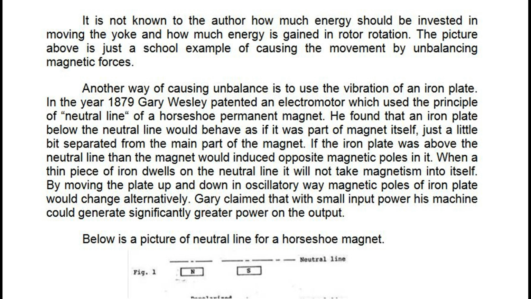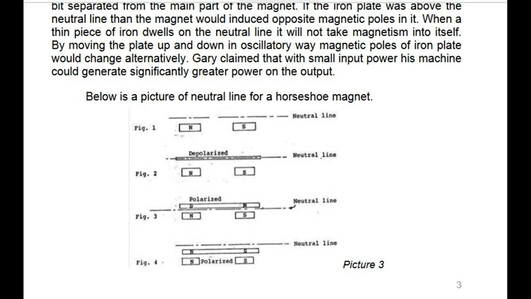In the year 1879, Gary Wesley patented an electromotor which used the principle of the neutral line of a horseshoe permanent magnet. He found that an iron plate below the neutral line would behave as if it was part of the magnet itself, just a little bit separated from the main part of the magnet. If the iron plate was above the neutral line, then the magnet would induce opposite magnetic poles in it. When a thin piece of iron dwells on the neutral line, it will not take magnetism into itself.